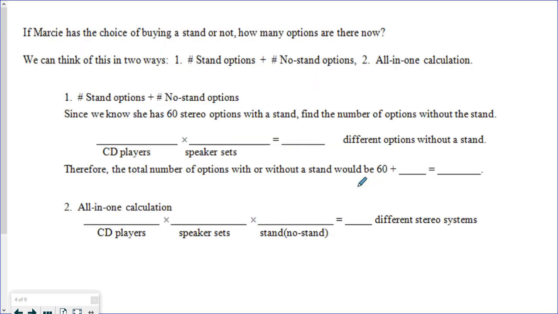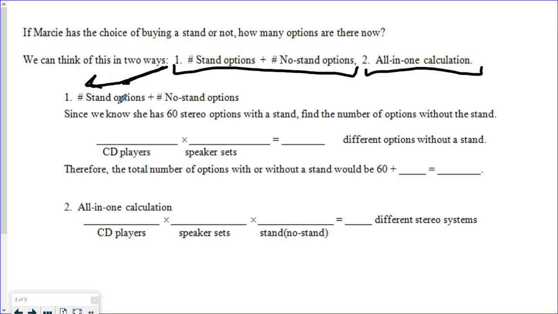So the next question, did I add that on? It says, if Marcy has the choice of buying a stand or not, so maybe she doesn't necessarily want a stand for her stereo system, we can kind of think about what that means. So we can think of it in 2 ways. So we can look at the number of stand options plus the number of no stand options. So these are 2 ways that we can do it. So we can do it like this, or we can do it as an all-in-one calculation. And I usually end up doing the all-in-one calculation. So this is kind of this first way of looking. Oh, geez, sorry, my tablet's funky.